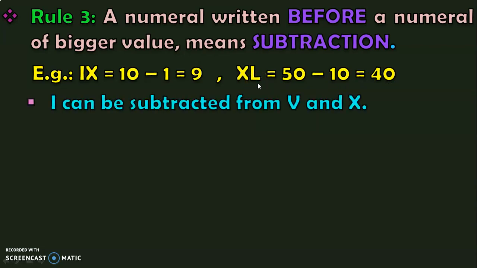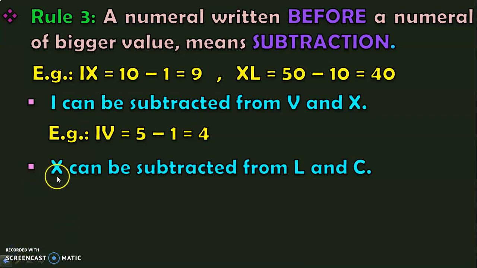And there are a few other rules in subtraction also. What are they? I can be subtracted from V and X, which means I, which has a value of 1, can be subtracted from bigger numbers 5 and 10. We saw one example over here. I is subtracted from X and it makes the number 9. Similarly, when you subtract I from the Roman numeral V, which has a value of 5, you will get the answer 4.